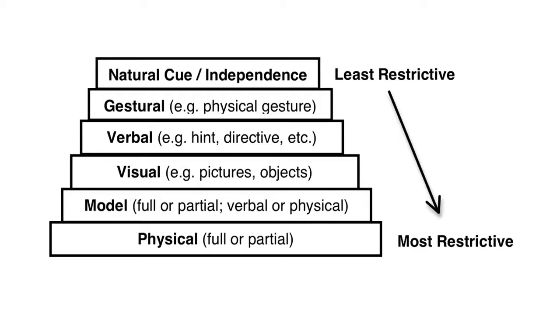Let's take a second to go over our hierarchy of prompts. The chart begins with our least restrictive level of prompting, which is our natural cue or independence, then moves down to gestural prompts, verbal prompt, visual prompt, providing a full or partial model, and lastly, our most restrictive level of prompting would be a full or partial physical prompt.